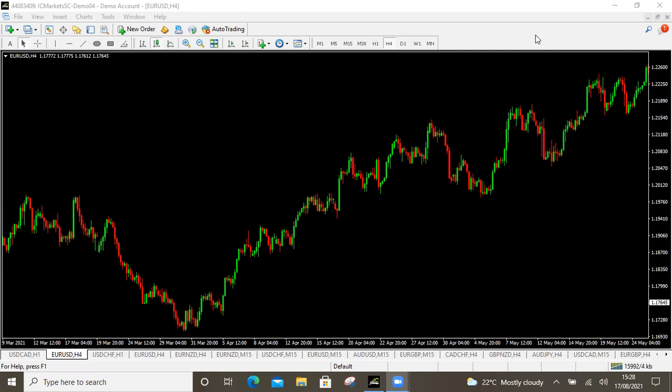This is basically being able to learn the impulsive moves and the reactive moves. What are impulsive moves? These are the strong moves made by the market in a certain direction. What are the reactive moves? These are the breaks, or what we call the retracements.